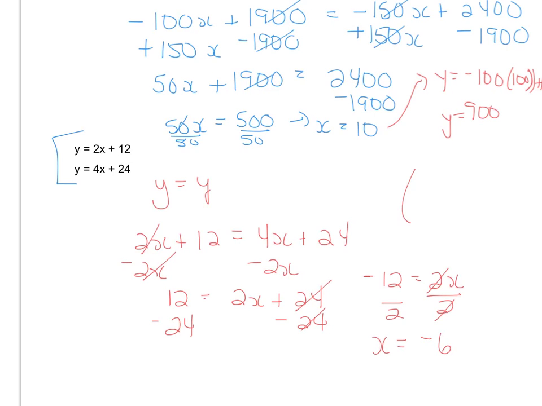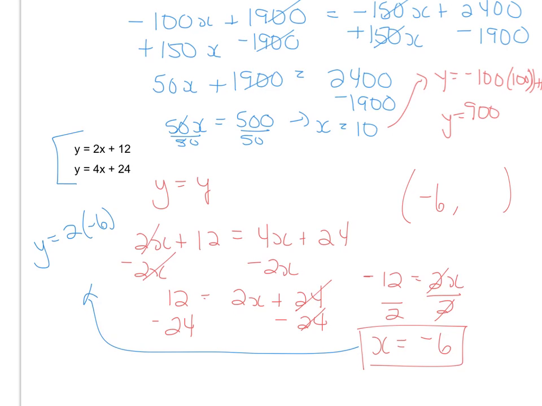So remember, we're finding an x and a y. We found the x, now we need to find the y. I'll pick the first equation. Y is equal to 2 times negative 6 plus 12. 2 times negative 6 is equal to negative 12. Plus 12, so negative 12 plus 12 is going to give me an answer of 0. So 0 is our next coordinate.